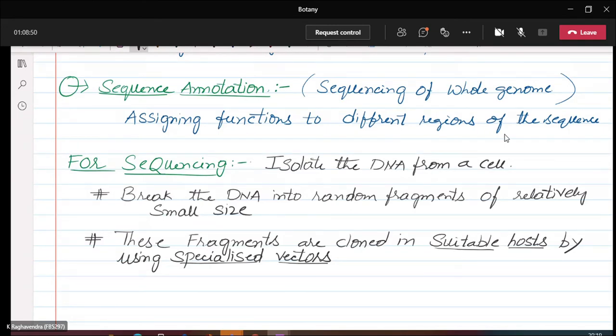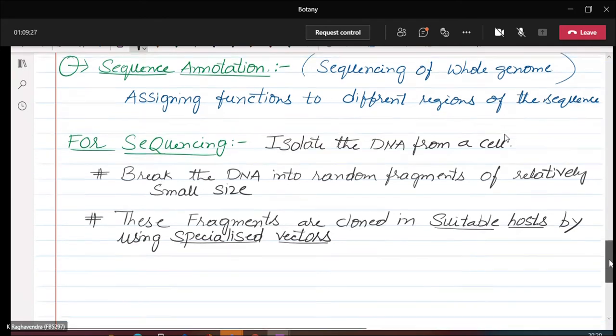Then after isolating the DNA, break the DNA into fragments. You have restriction enzymes to cut the DNA at a particular place and cut it into smaller size fragments. And these fragments, distribute them to the scientist group. The scientist group has maybe 30 scientists, 20 scientists. I told you, a large number of scientists are required. So these fragments should be cloned, multiplied, amplified in a suitable host using specialized vectors. We'll discuss the hosts. What are the suitable hosts? The suitable hosts are bacteria and yeast.